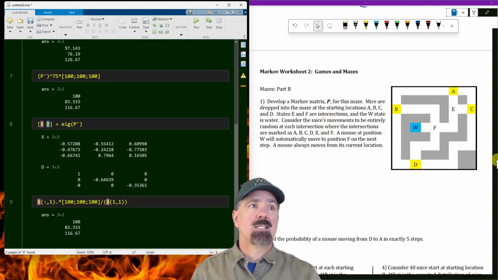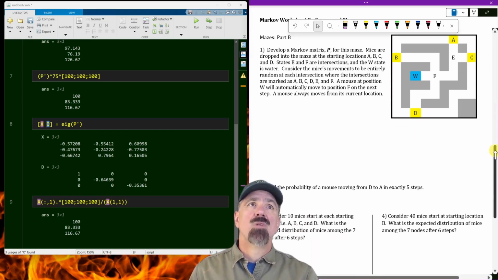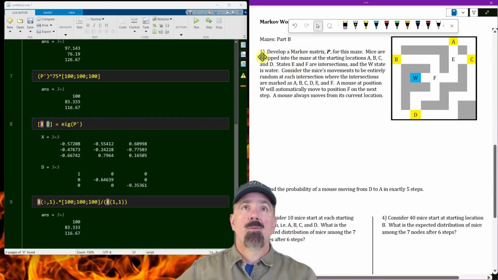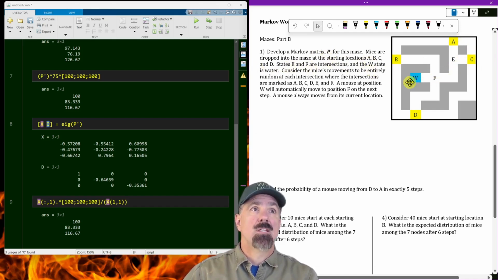This is a maze. This is a common type of situation that we have. I'll just read this to you. Another problem we want to practice here: develop a Markov matrix P for this maze. Mice are dropped in at A, B, C, and D. States E and F are intersections, and W is the water state.